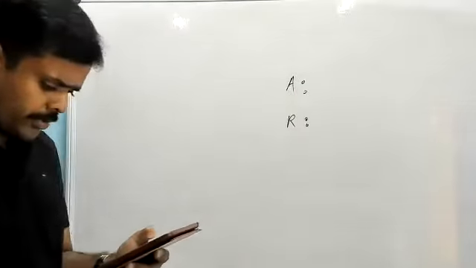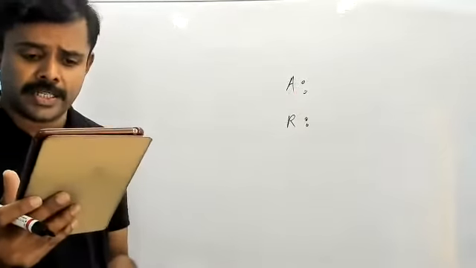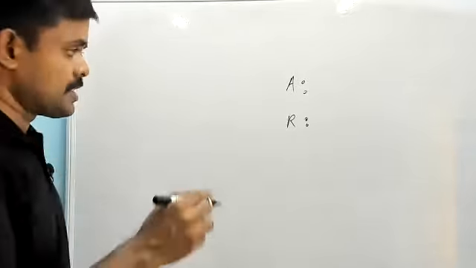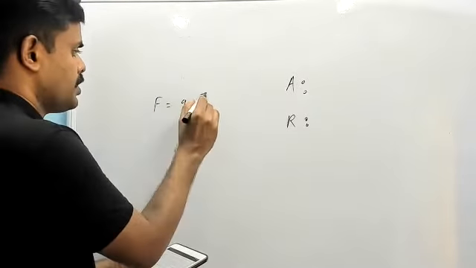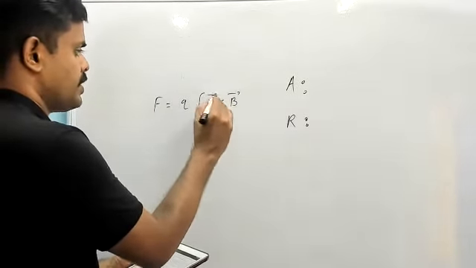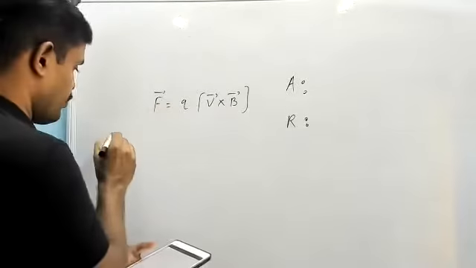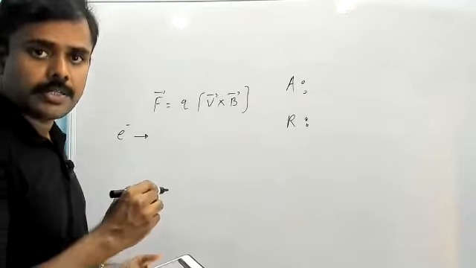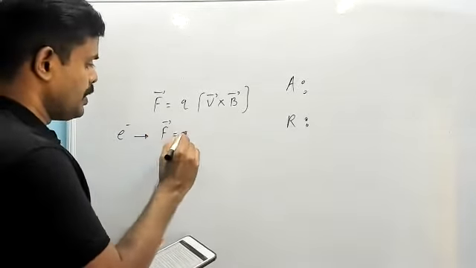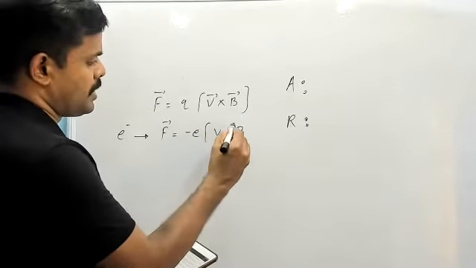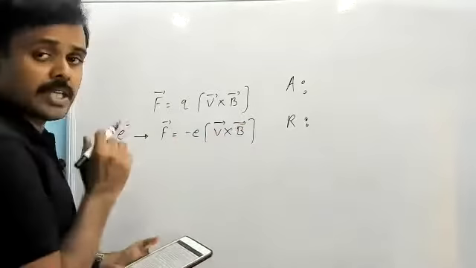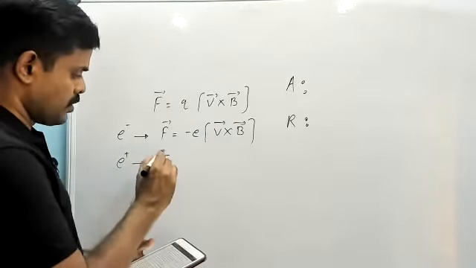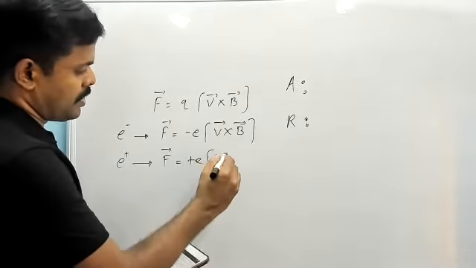What is question number 24? An electron and proton enter a magnetic field with equal velocities. So what is the force on it? Q into V cross B, right? For the electron, how do we write it? The force vector on the electron is minus e into V cross B, because the electron charge is minus e. And the proton charge is positive, so F is plus e into V cross B.